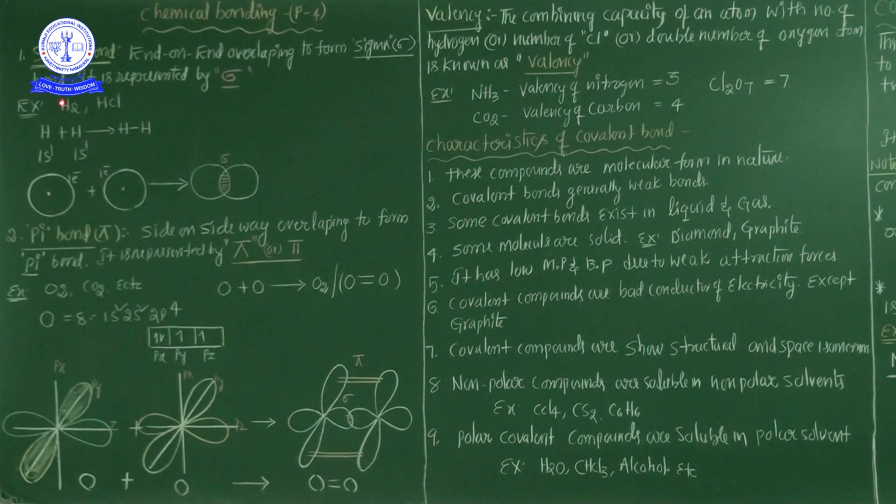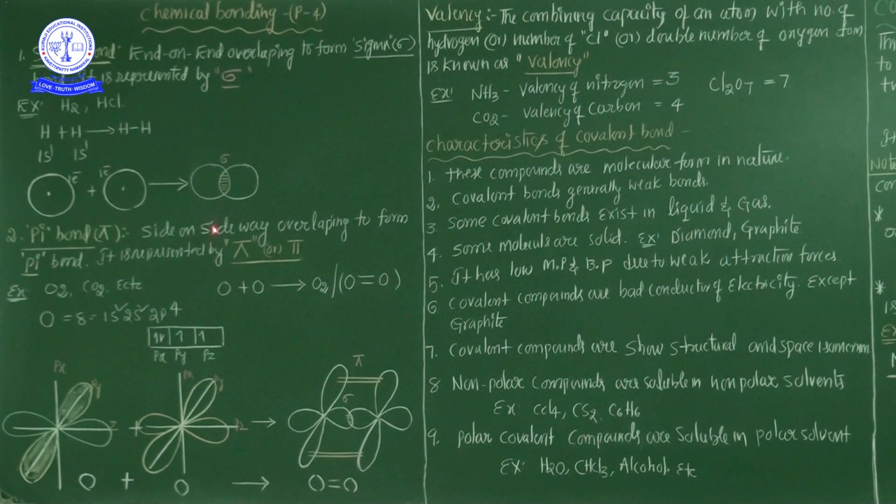Now basically see here, sigma bond: end-on-end overlapping of orbitals to form a sigma bond. It is represented by these symbols. This is the sigma bond symbol. If two orbitals are approaching each other, there is end-on-end overlapping between the two orbitals, hence to form one bond, a single bond. That single bond is a sigma bond.